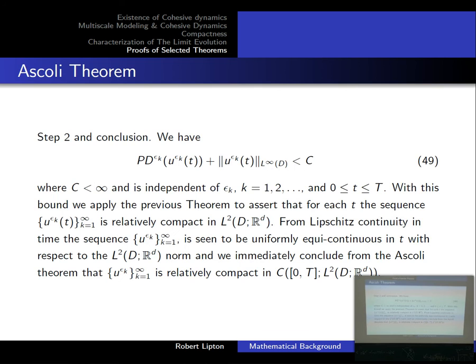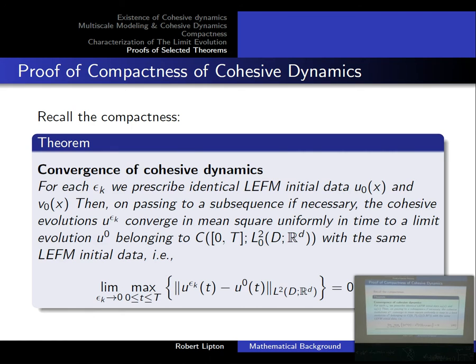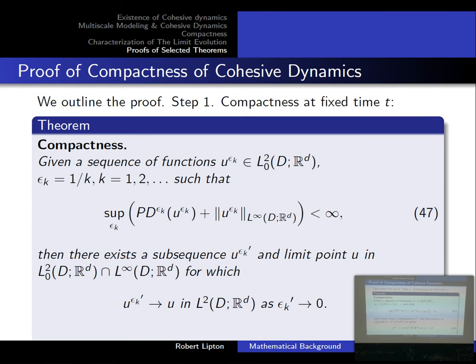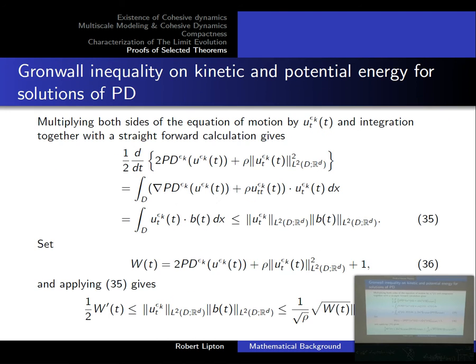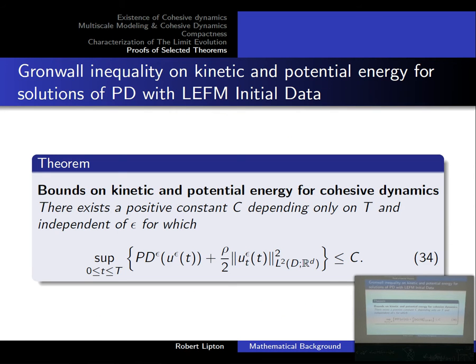Oh, I'm going the wrong way again, sorry. Because this bound, oops, I'm still going the wrong way. Because this bound is independent of epsilon.